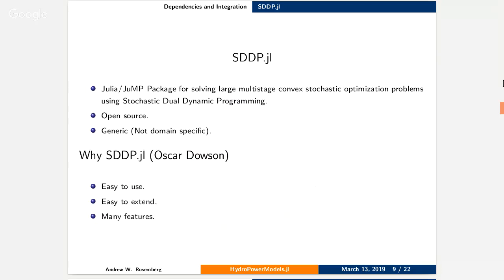SDDP.jl is a JuMP package for solving large multi-stage convex optimization problems using stochastic dual dynamic programming, which was introduced in the seminal paper of Mário Pereira in 1991, Pereira and Pinto. It's an open source package, and it's generic. Well, there are other packages for solving SDDP. Why do we use the one from Oscar Dowson? It's easy to use, easy to extend, and has many features. So it was easy for us to get used to it and start using it.